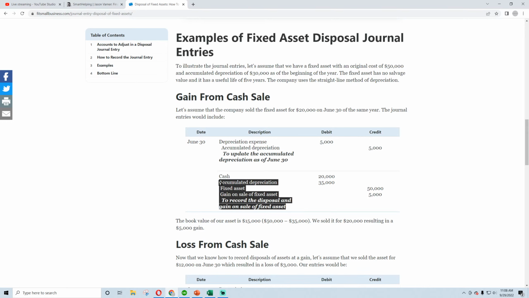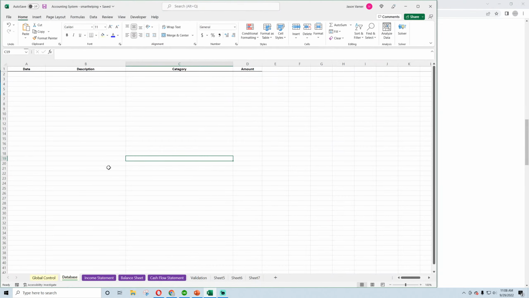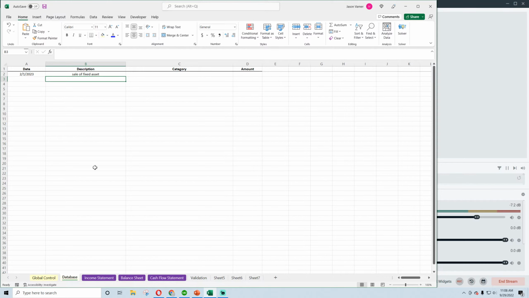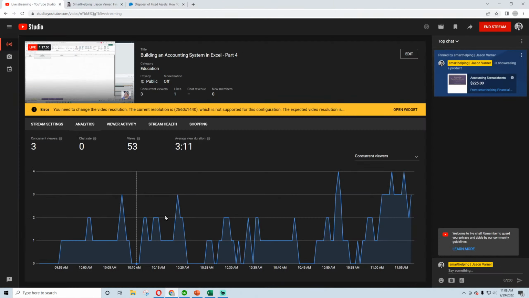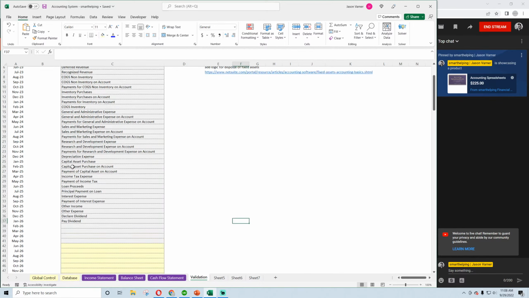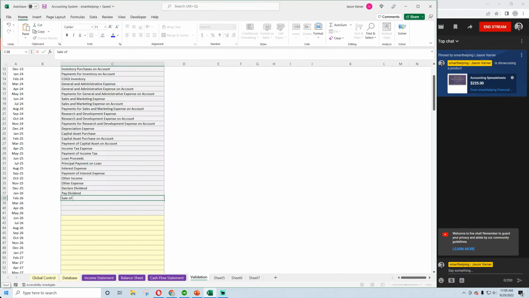So this is pretty easy. Let's do this. Where am I? Let's say in February 2023, sale of fixed asset. What are our accounts? We actually have to define what we want to call this, which is kind of interesting because we know what the entries are, but we have to define what's going to trigger those entries. So we're going to say you can call this sale of property, plant. This needs to be easy. Sale of capital assets. So when we sell the asset, that triggers all of the entries we just said.